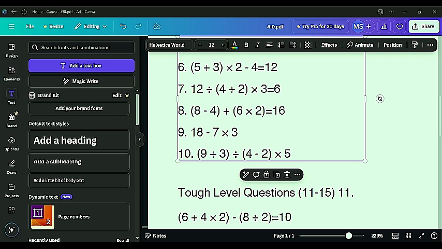Multiply by 3 gives us 21. Ouch, this is maybe dangerous. So 10 minus 21 equals minus 3. Let's make confusion. Leave it.